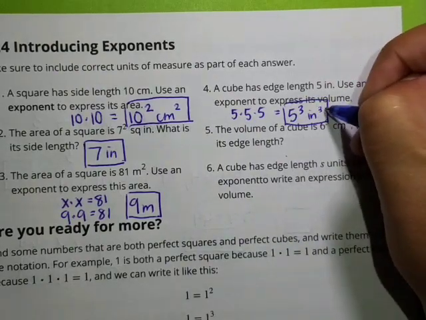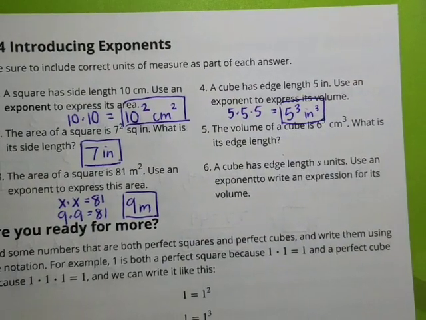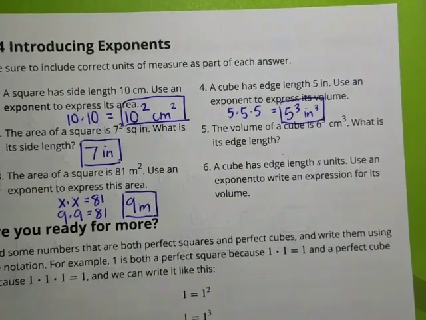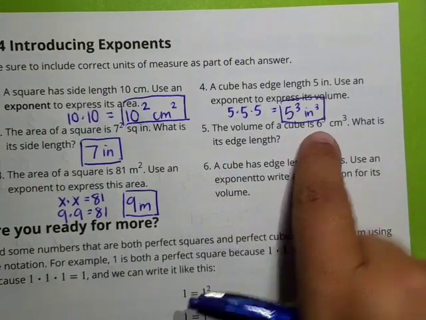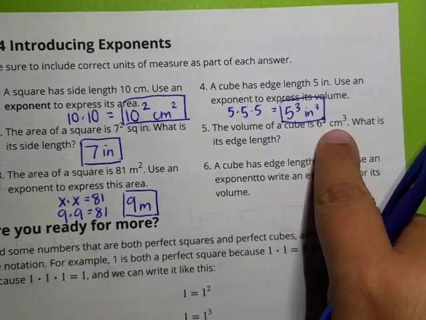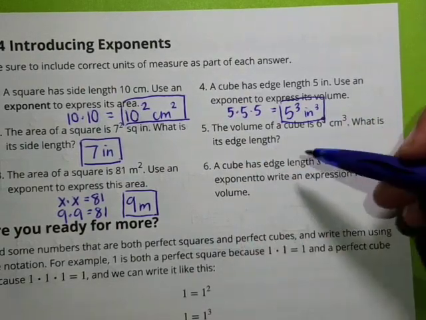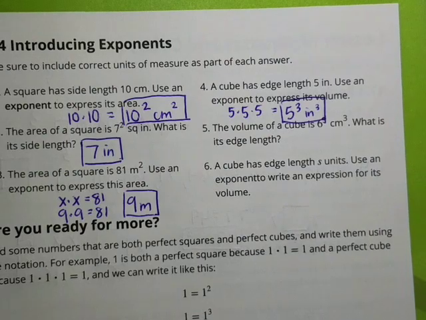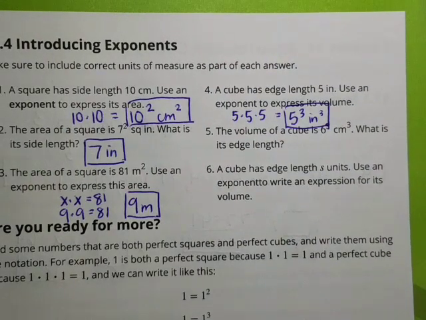The inches cubed just means volume. All right, the volume of a cube is 6 cubed centimeters cubed. What is its edge length? Go ahead and answer that one, and then answer number 6, and pause the video, and then I will give you the answer in just a minute.